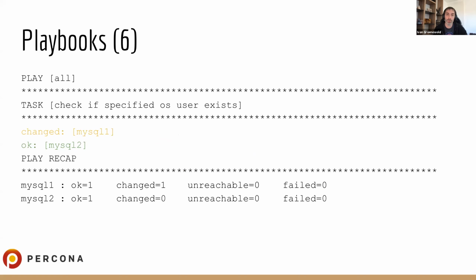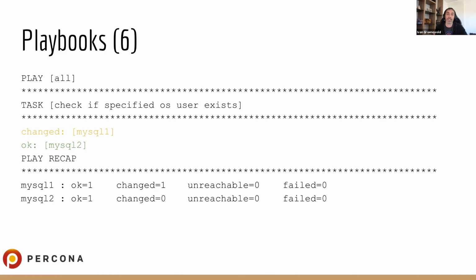This is how the output looks like. It will basically show the output of each of the tasks for each of the hosts. So if it says OK, it means that no work had to be done, as the state of the host was already matching the desired state that we specified in the task.